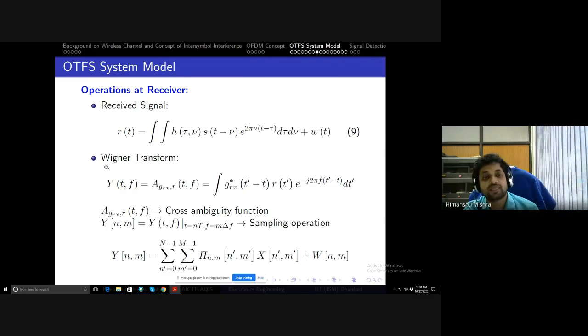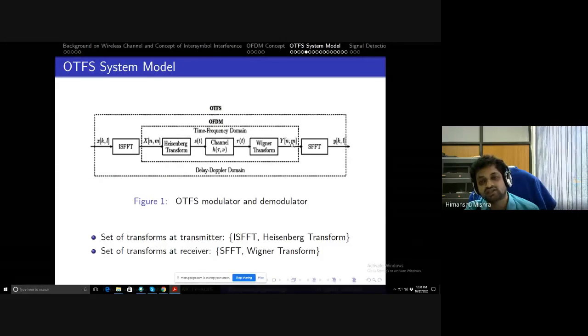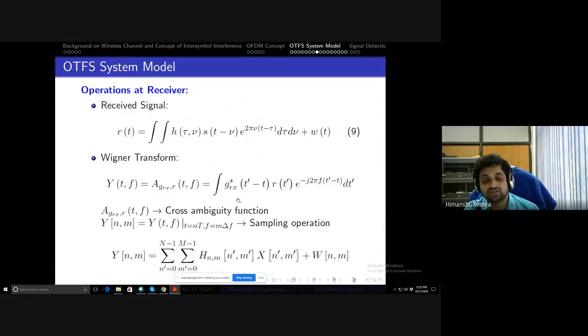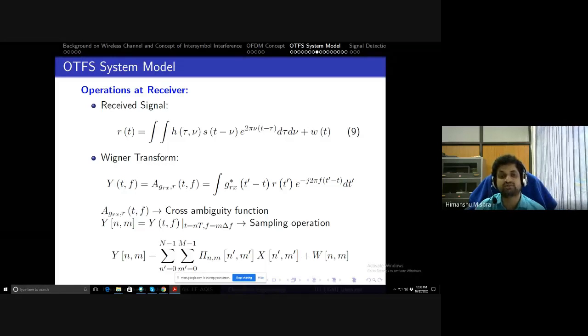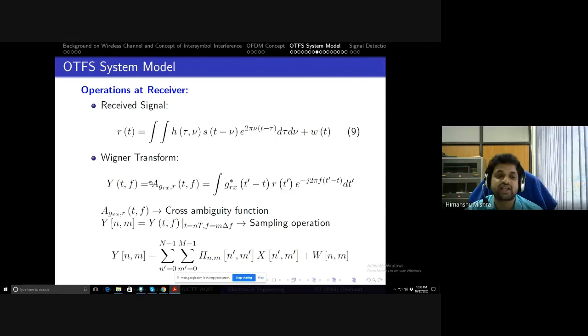Next, our objective is to go from the continuous domain back to the discrete time frequency domain. As you can see, I have the continuous domain and I have to get this domain, the discrete time frequency domain. For that you have to use receive pulse shaping, which is a matched filter type concept. That means the receive pulse shaping, g_rx, is used to decode. Each complex constant has to be multiplied and you take the integration, and then you get the time frequency. This is in the continuous time frequency domain.